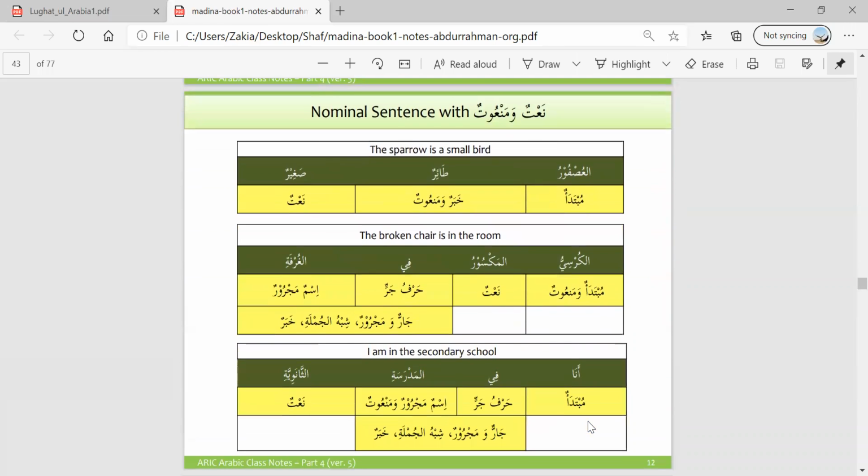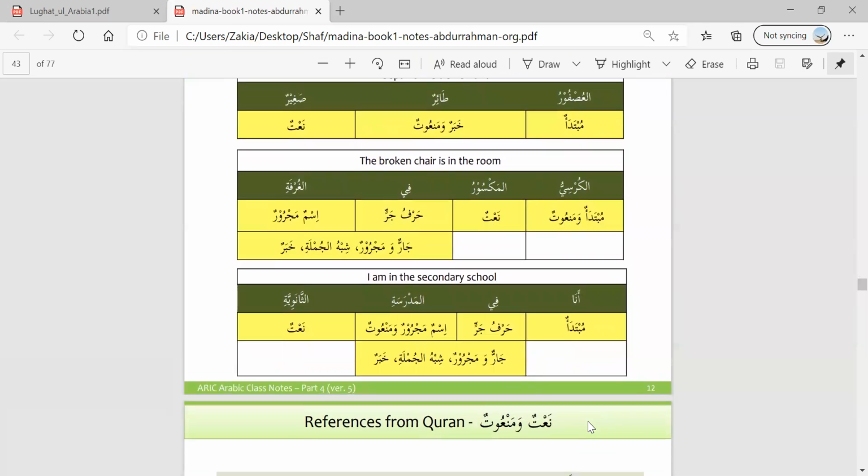Nominal sentence with na'tun and man'utun. The sparrow is a small bird. Mubtada, khabar, wa man'utun, na'tun. That just describes technically what there is. So we have the subject here. We have a qualifying noun, which is the da'irun, the bird, and saghirun, which is small. So this is the na'at.